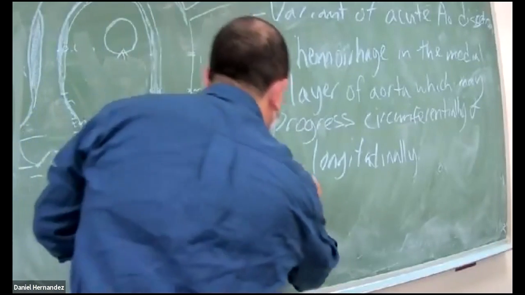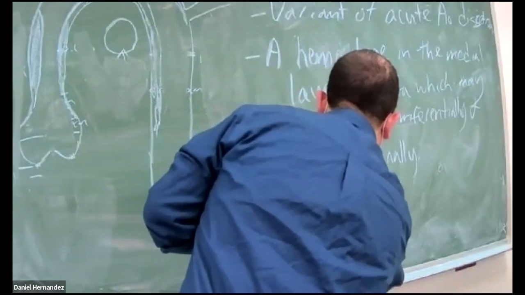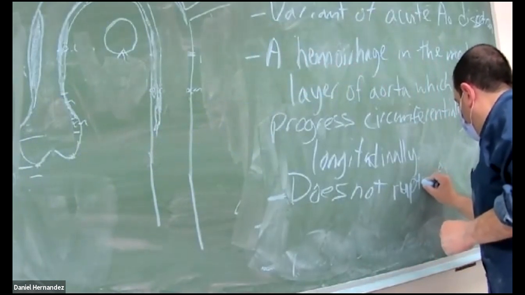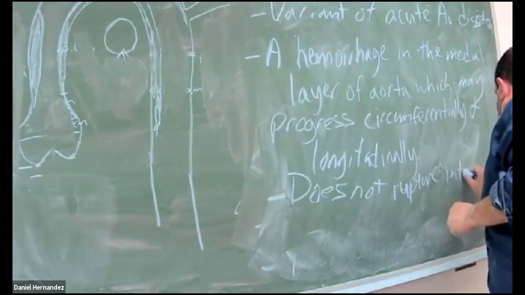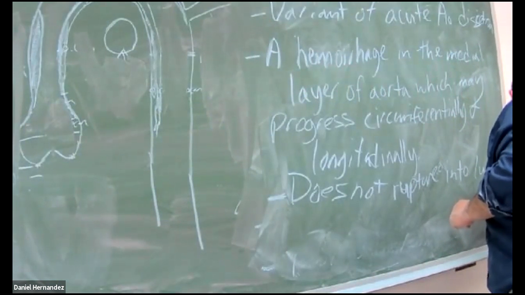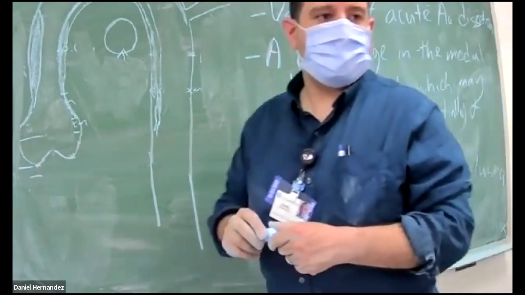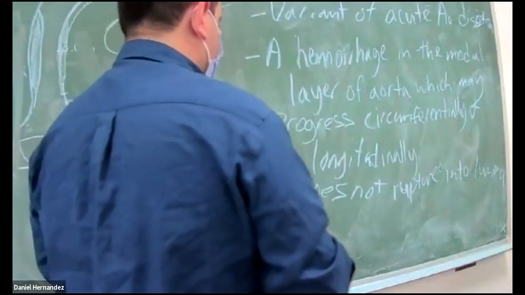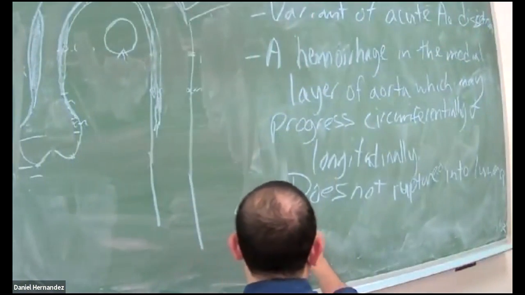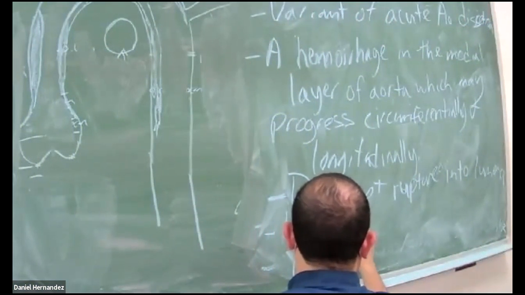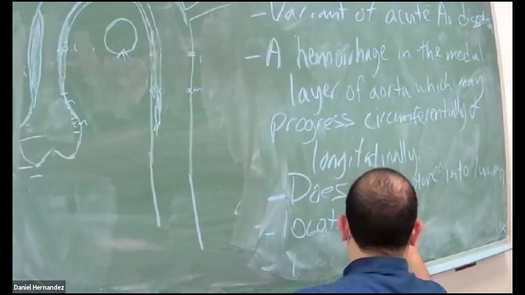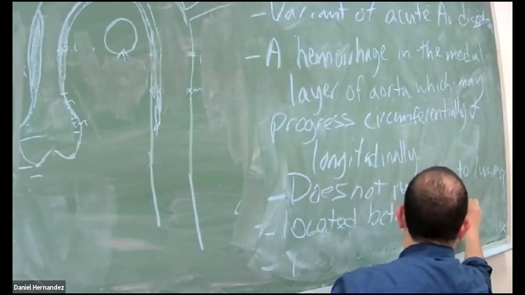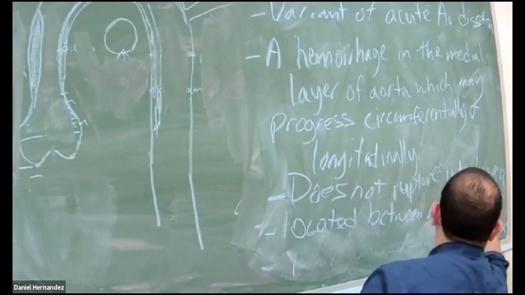So this hematoma does not rupture into the lumen, and it's located between the media and the true lumen.